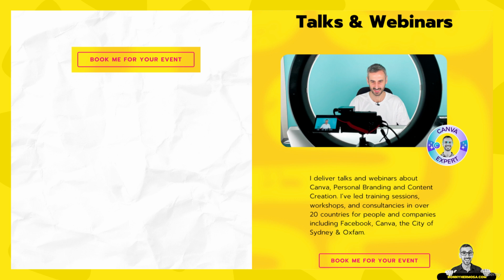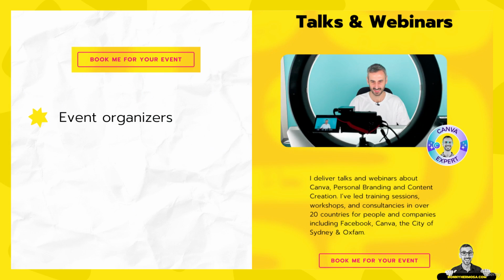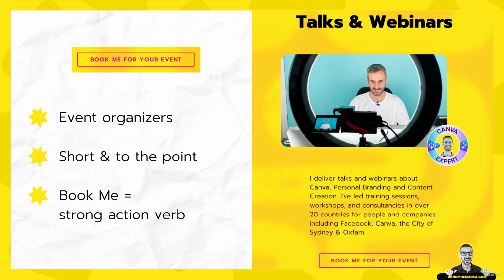The second button says, book me for your event. Now, this one is directed at a very different audience. I don't know who will be visiting my website, but what I know is that I receive quite a few inquiries via email and my LinkedIn profile. As this is a part of my business that I'm keen on developing, on growing, I thought I would add a section and a button for that on the website. Also, I kept it short and to the point, using book me as the strong action verb.